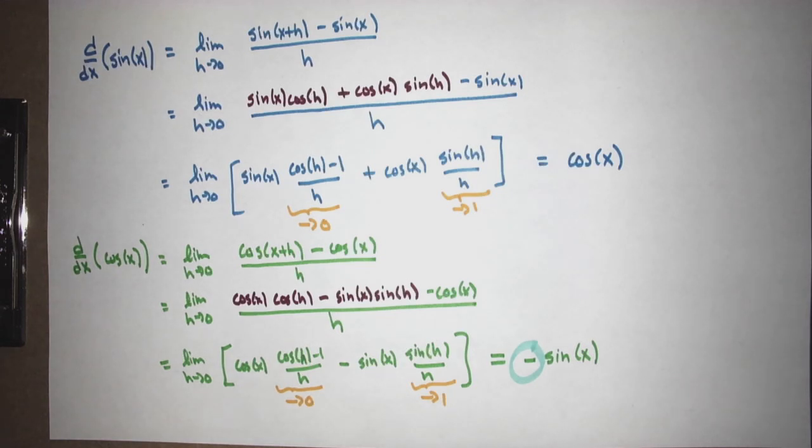Wait, so the derivative of cosine is negative sine? Yes. And the derivative of sine is negative cosine? Yes.